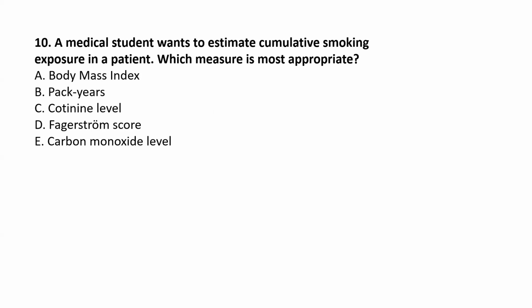MCQ 10: A medical student wants to estimate cumulative smoking exposure in a patient. Which measure is most appropriate? A, body mass index. B, pack-years. C, protein level. D, Fagerström score. E, carbon monoxide level. B is the right option.